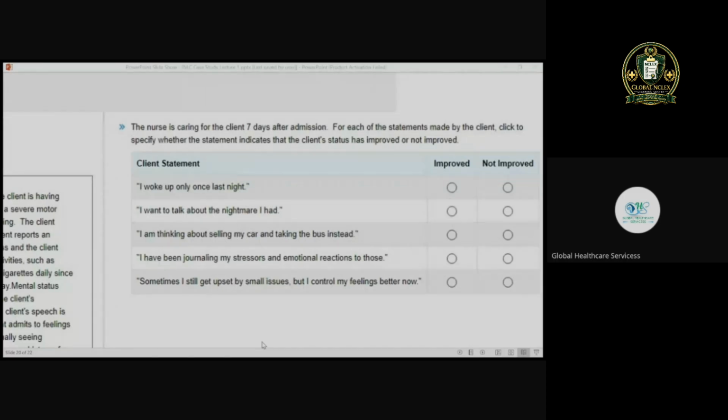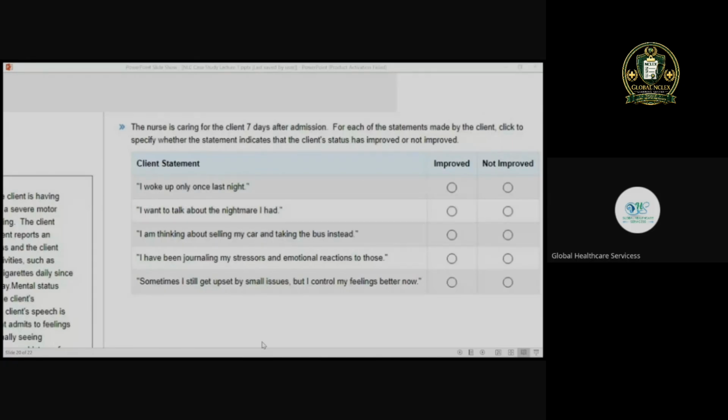I want to talk about the nightmare I had. Improved or not improved? He wants to talk about it. He is trying to express his feelings. Is this improved or not improved? Improved, ma'am. Yes, this is an improved situation.